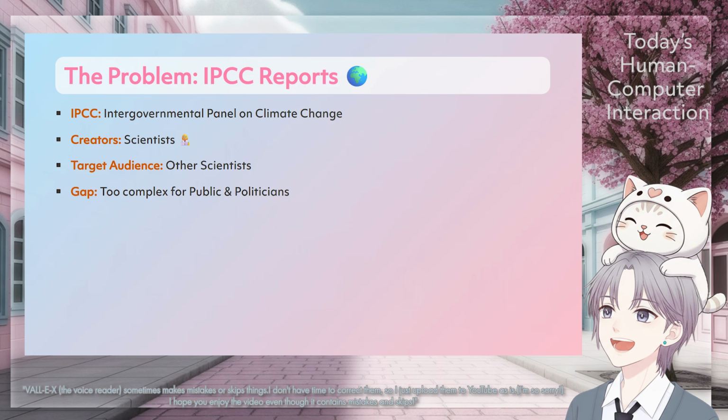So let us talk about the problem this paper is trying to solve. You know about the IPCC, right? The Intergovernmental Panel on Climate Change, or the big group of scientists who study how our Earth is warming up. They write very important reports. However, there is a big challenge. The charts and graphs in these reports are made by scientists, and they are made for other scientists. They are very complex and hard to understand for regular people, or even for the politicians who make the laws.